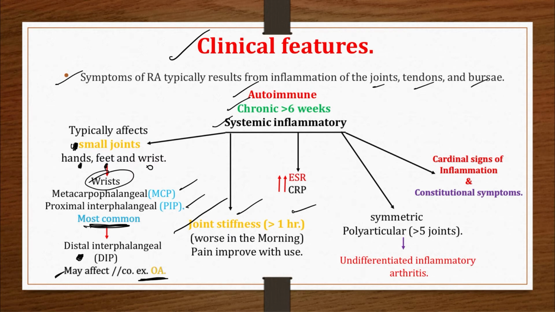Whereas in osteoarthritis, pain predominates over the stiffness, which is worse in the evening and lasts for less than 30 minutes. Like rheumatoid arthritis, in osteoarthritis also, stiffness improves with use whereas pain worsens with use, right? Also as we know that rheumatoid arthritis is an inflammatory disease, your patient will come to you with elevated levels of ESR and CRP, the inflammatory markers.